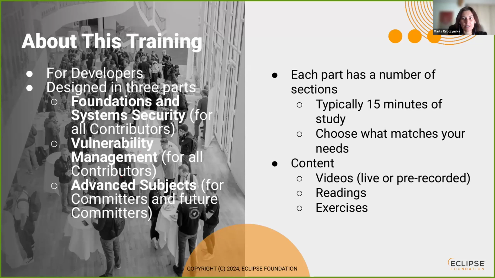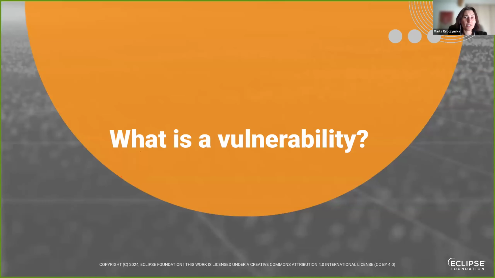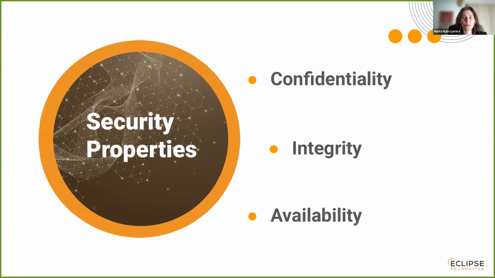So, let's get started. So, what is a vulnerability? To understand what is a vulnerability, we will have a look at what is security. One of the popular definitions of security, or rather security properties, is telling us that security is divided into 3 properties: confidentiality, integrity, and availability. We understand how they work, and a vulnerability is when one of those properties is broken.